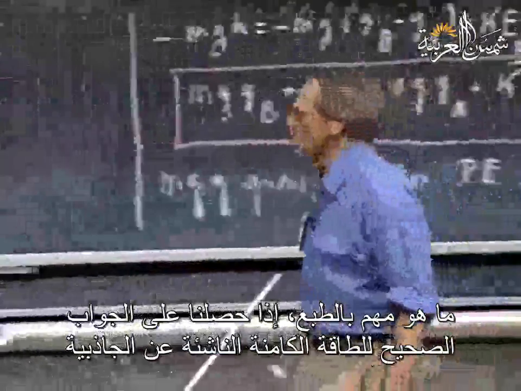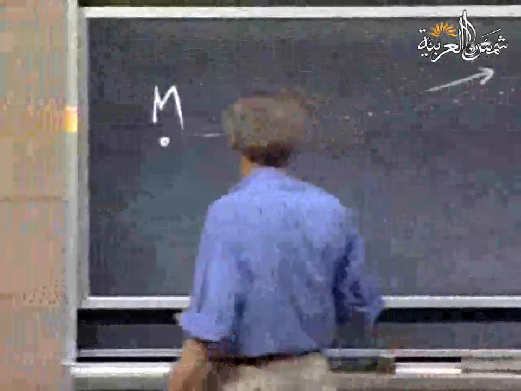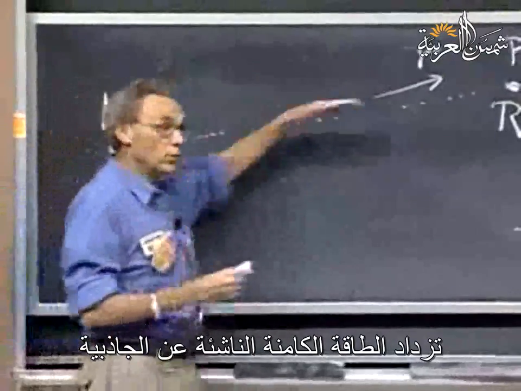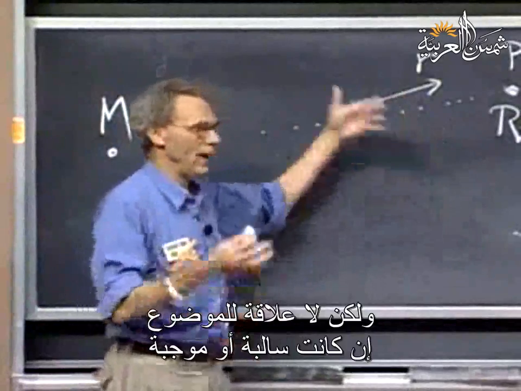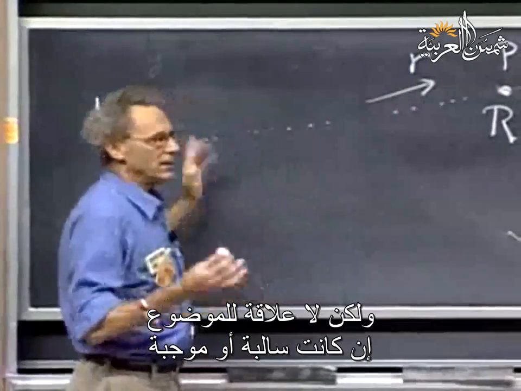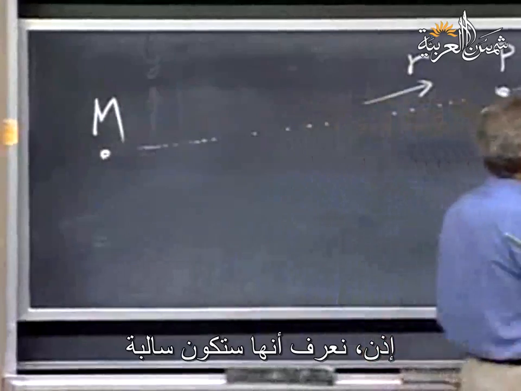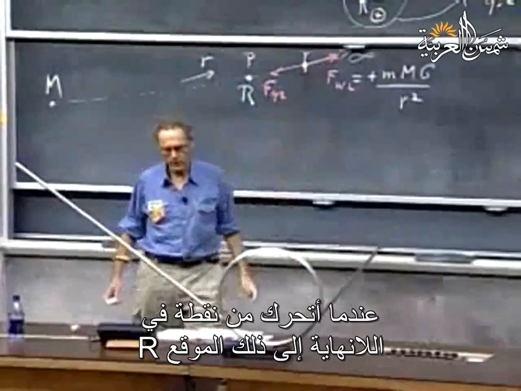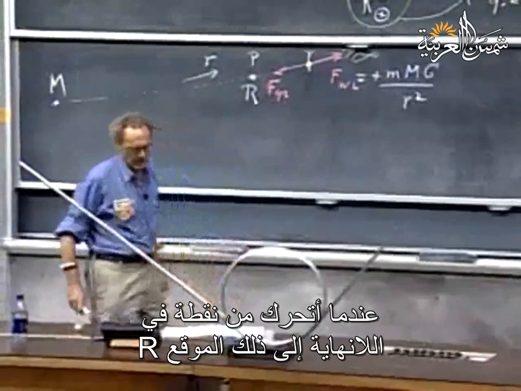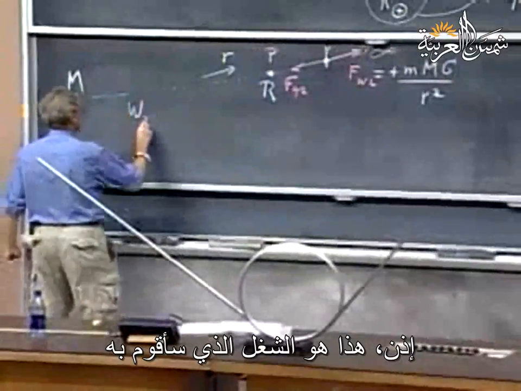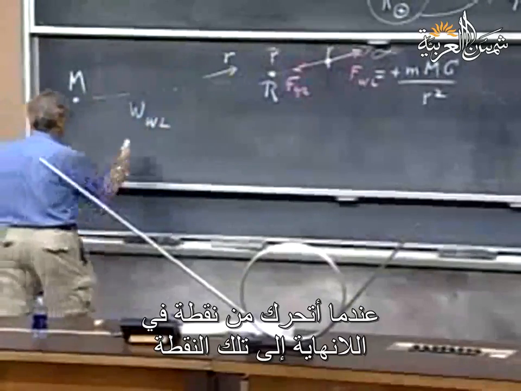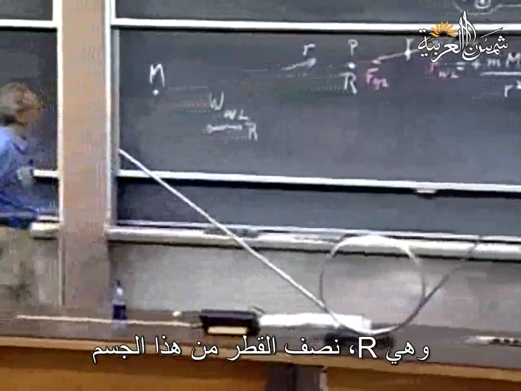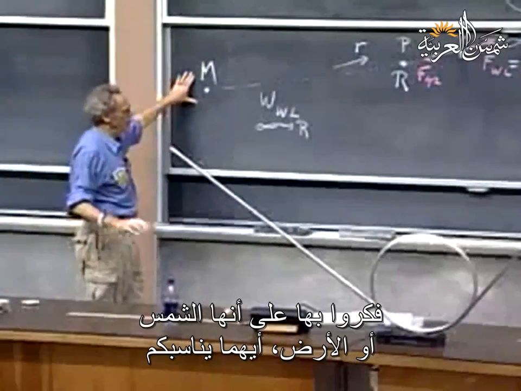What is important, of course, is that if we get the right answer for the gravitational potential energy, when we move away from this object the gravitational potential energy increases. That's all that matters. But whether it is negative or positive is irrelevant. So we already know it's going to be negative, and so we can now evaluate the work that I have to do when I go from infinity to that position capital R. So here comes the work that Walter Lewin has to do when we go from infinity to that point which is capital R radius from this object. Think of it as the sun or the earth, either one is fine.